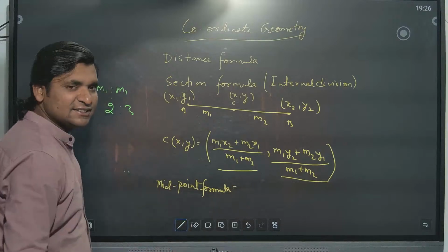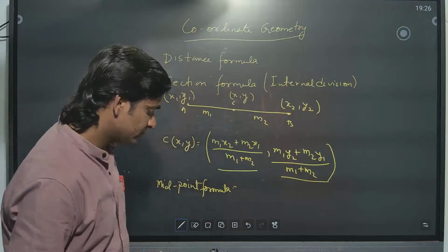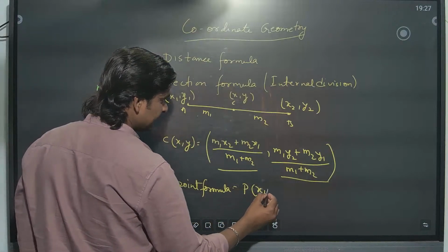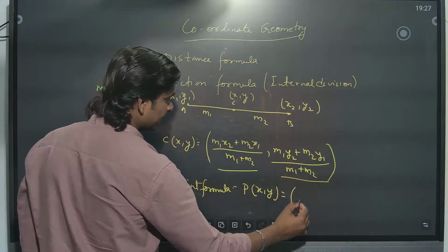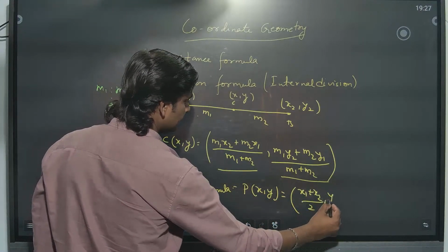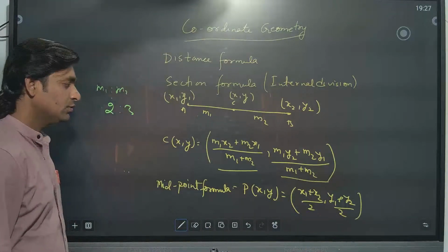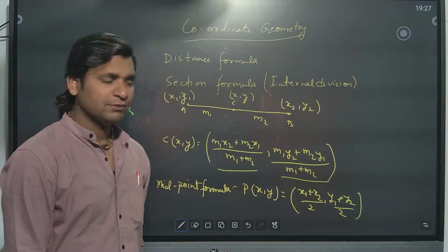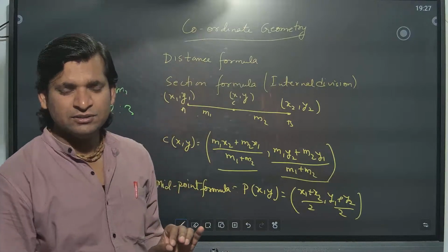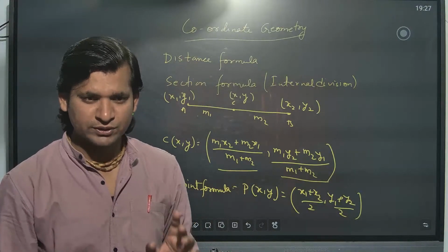A special case of section formula is what? Midpoint formula. So in that again we have to find the same coordinate. If it is a midpoint, directly (x1 plus x2) divided by 2, (y1 plus y2) divided by 2. So this is the midpoint formula. These three concepts only will be used in the whole chapter for your board exam.